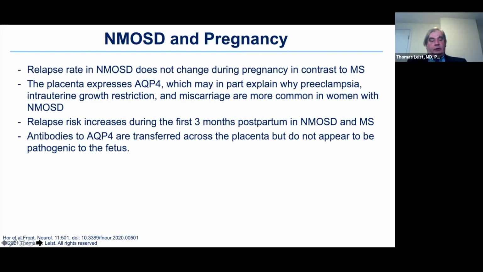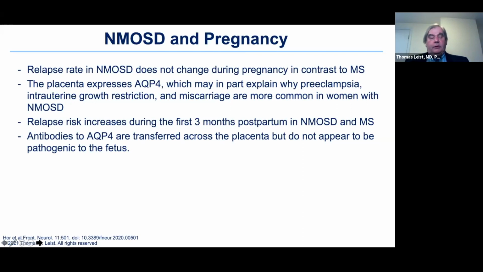A young woman of childbearing age who has neuromyelitis optica really needs to have a planned pregnancy. I'm not saying pregnancy is not possible. The reason is that, as I mentioned early on, aquaporin 4 is expressed in the brain and in other organs. Aquaporin 4 is also expressed in the placenta and in the uterus, and that can potentially lead to a higher risk of preeclampsia and miscarriages.